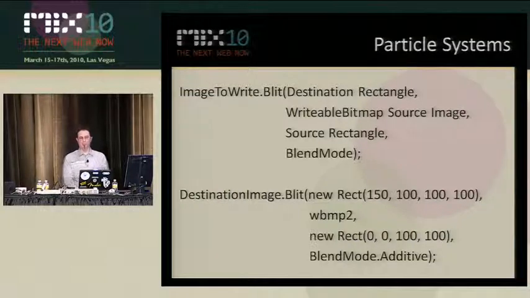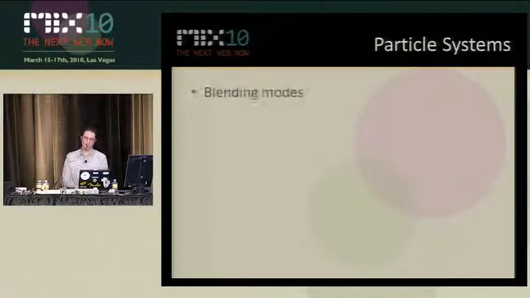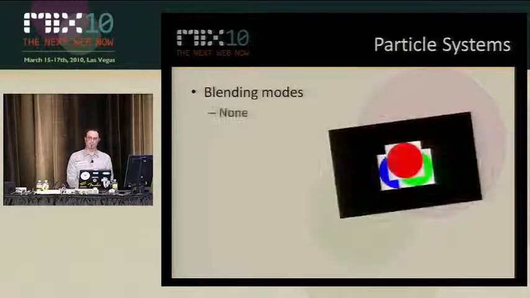So the blend modes that are available to you give you a little bit of control over what the destination image looks like. There are 4 types that are available to you. The first one is none.